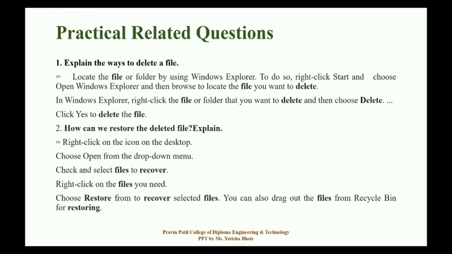Okay. So right click on the icon on the desktop, choose open from the drop down menu, check and select the files to recover. So how to restore your file? Right click on the files you need, choose restore from the recover selected files. You can also drag out the file from the recycle bin for restoring.